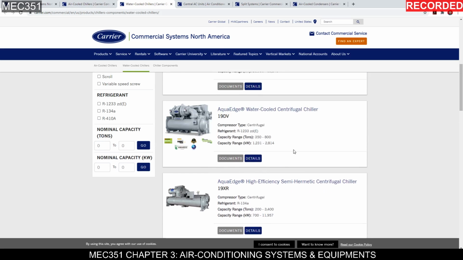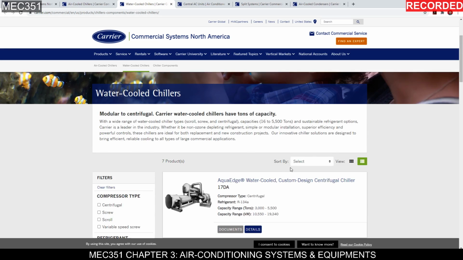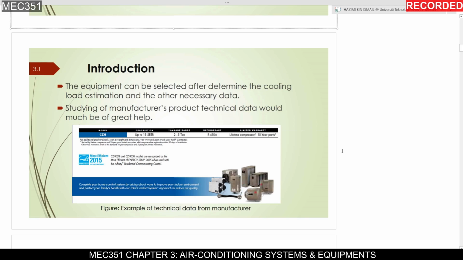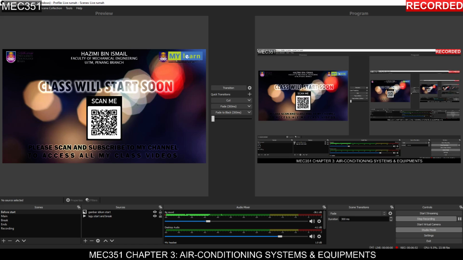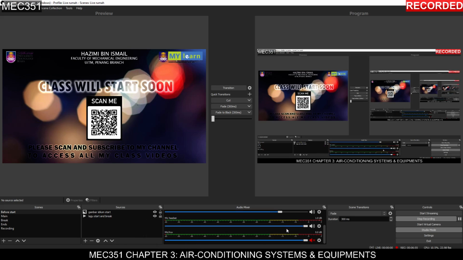So this is one of the scopes in your mini project for this semester or for this subject. You have to design an aircon system in a building that you will choose, let's say a house. Then you have to calculate the cooling load for that house, and finally you have to choose the aircon based on the catalogs of air conditioner manufacturers on the internet like this.